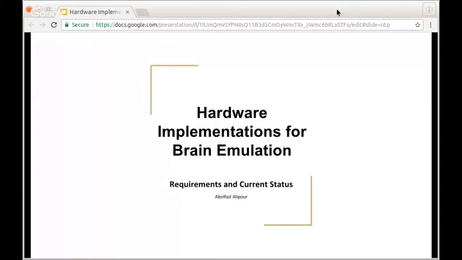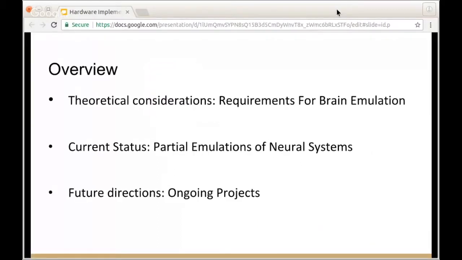And also, thank you guys for joining us for this part of the technical review presentation. In this part, I'm going to talk about hardware implementations for brain emulation, and we'll shortly discuss the theoretical considerations for such purpose, and then we'll review some current status of this technology, and then in a few minutes we'll talk about the future directions.